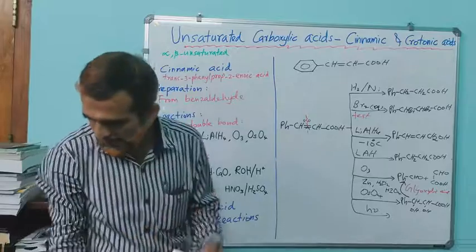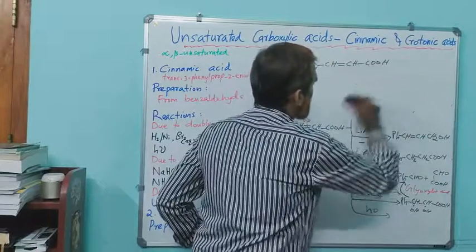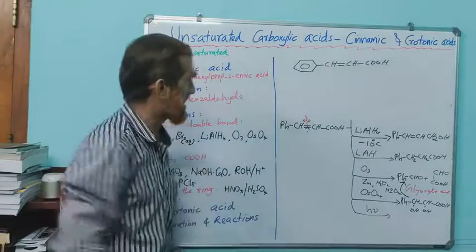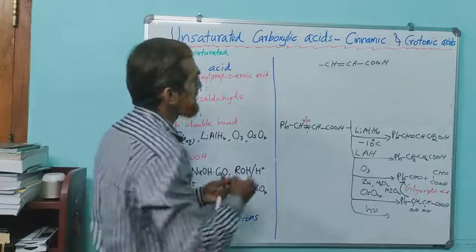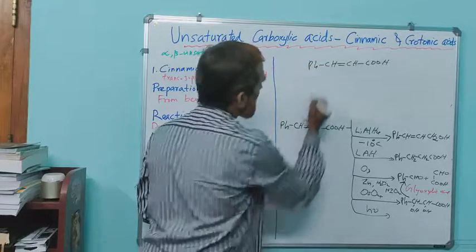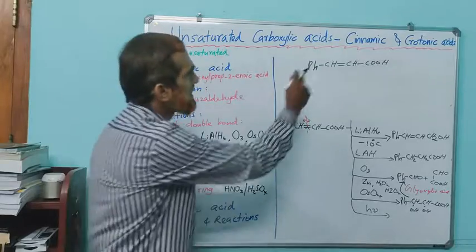And finally, a very interesting reaction is treating with light, exposure to light. See, cinnamic acid on exposure to light forms dimers. Two types of dimers are obtained. To understand that, let me write simply cinnamic acid like this. There are two types of dimers formed by cinnamic acid.